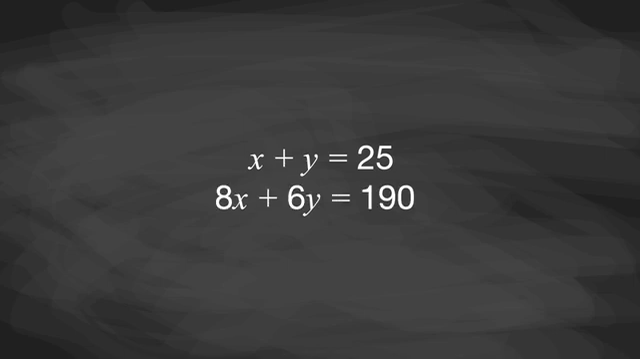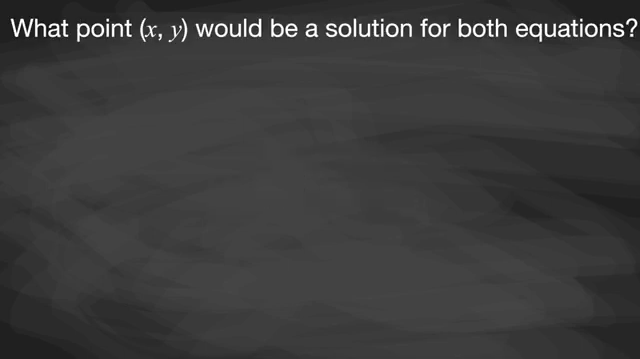8 times X is the total number of people who can sit at long tables, and 6 times Y is the total at round tables. So the total number of people at both types of tables is 8X plus 6Y. What point, X, Y, would be a solution for both equations?